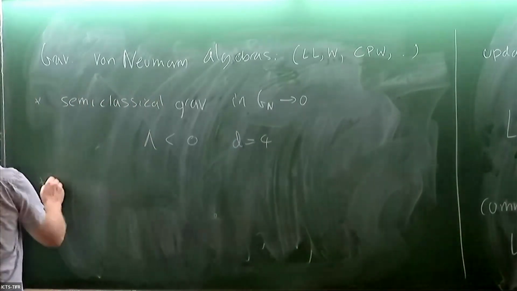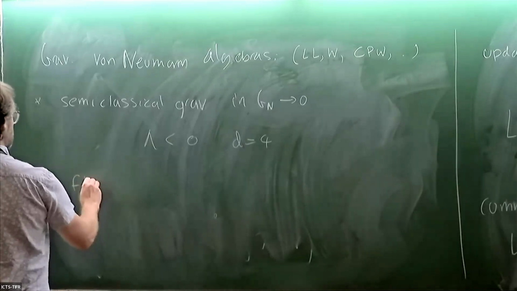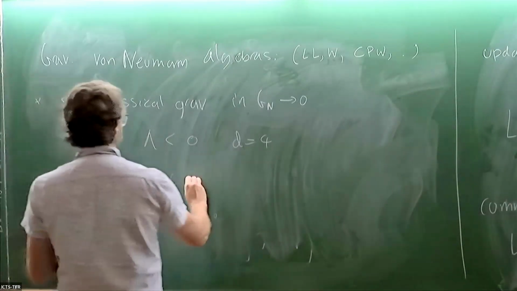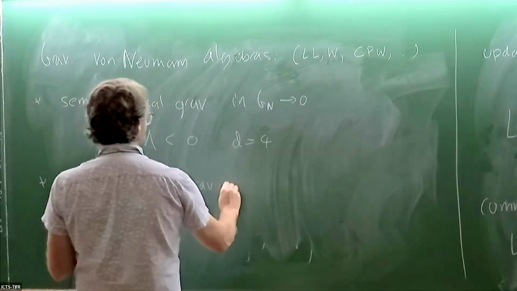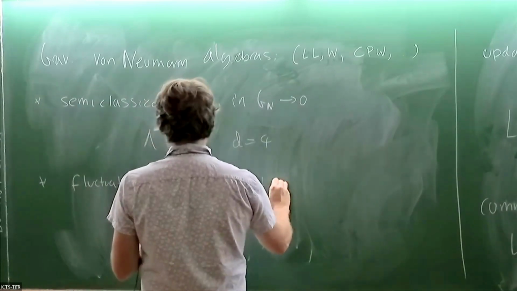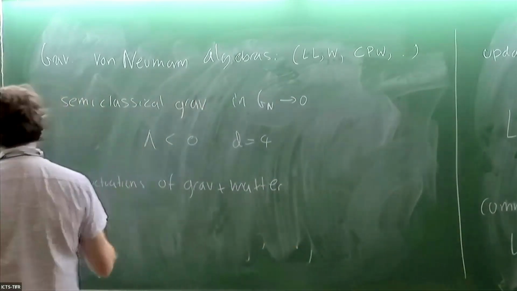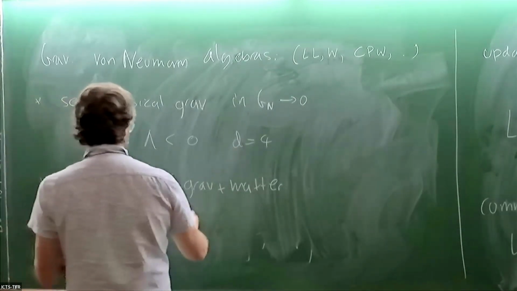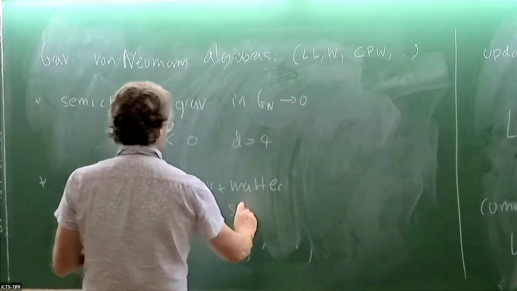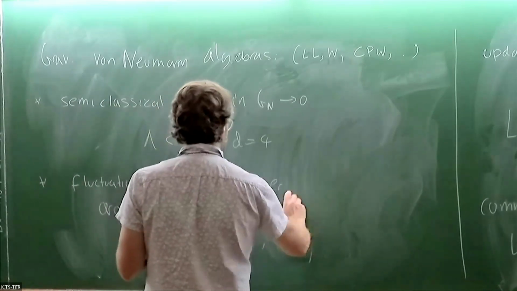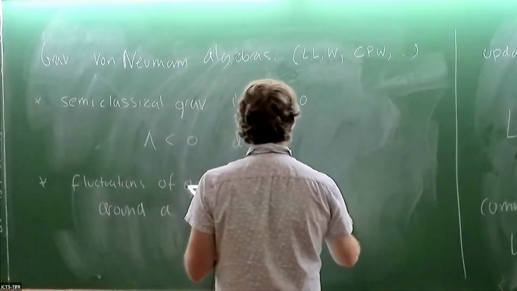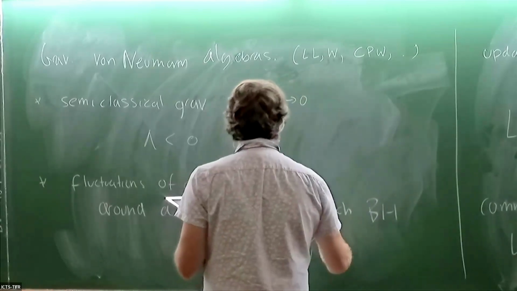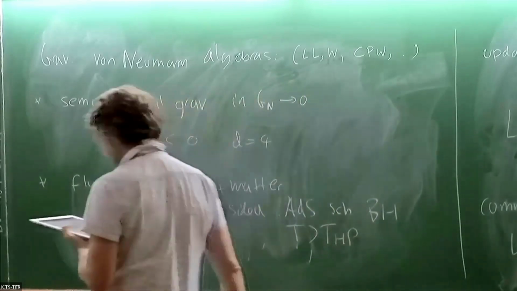So in particular, I'm going to consider linearized fluctuations of gravity in this limit, that's what you get, plus matter, around some black hole spacetime. So I'm going to set boundary conditions so I have a two-sided AdS-Schwarzschild black hole. And there's some temperature, and that temperature is above the Hawking-Page phase transition.